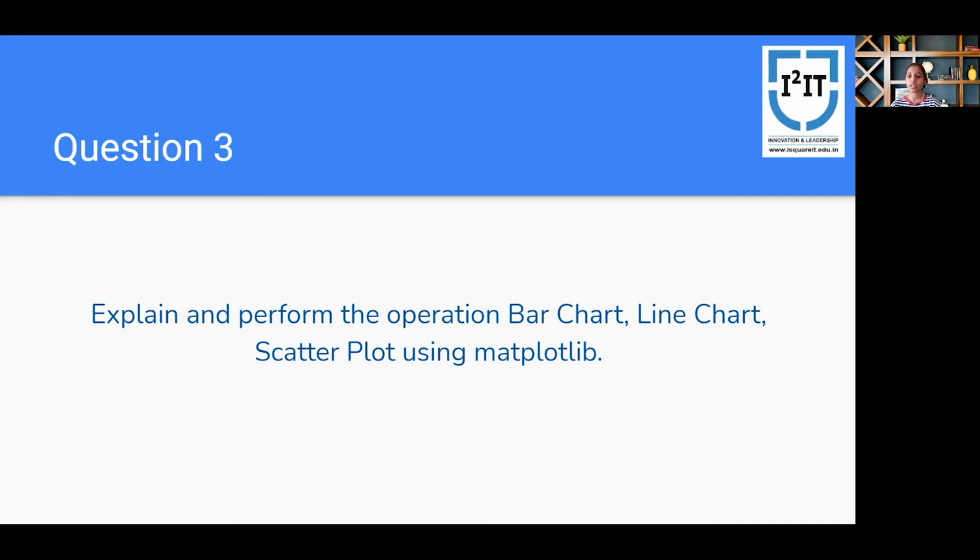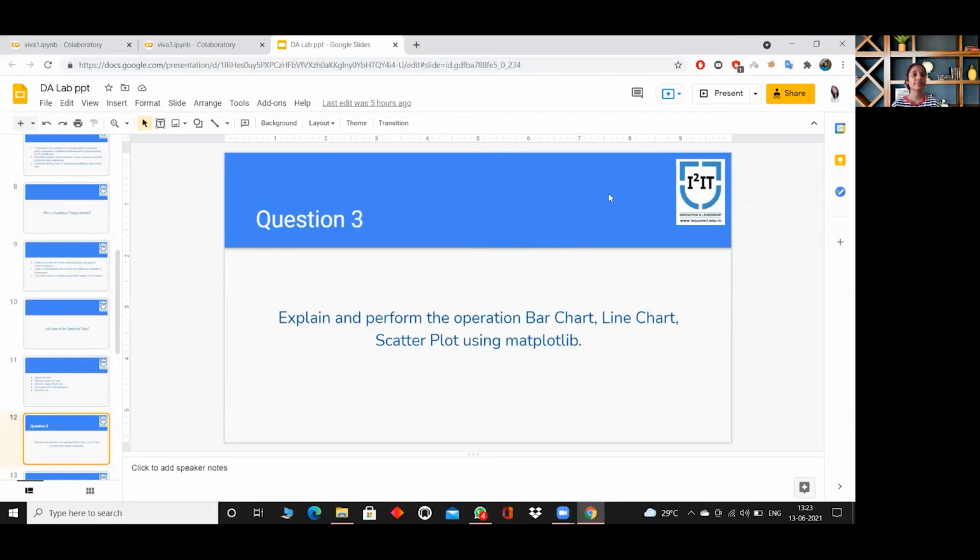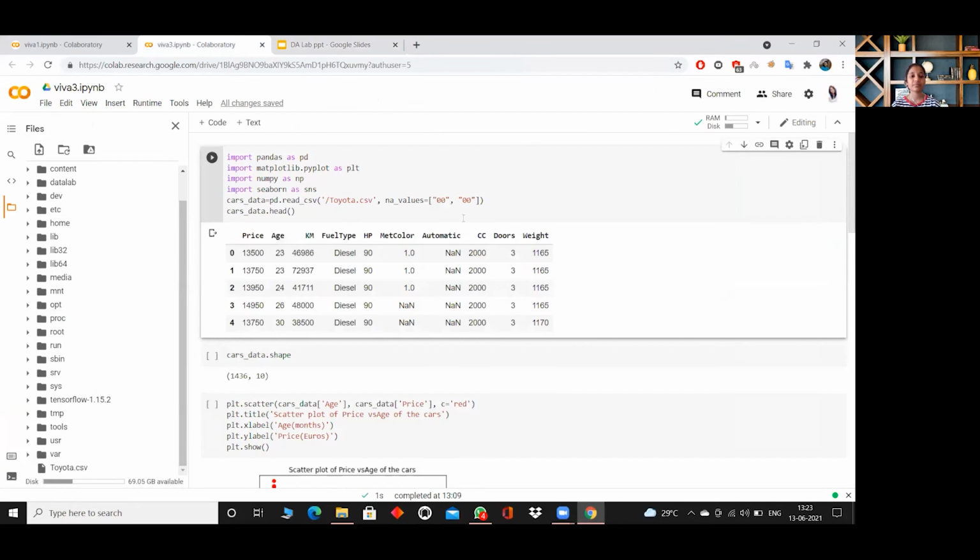Now we come to the third question. Explain and perform the operations bar chart, line chart, and scatter plot using matplotlib. Here we import pandas as PD, import matplotlib.pyplot as PLT, import numpy as NP, and import seaborn as SNS. NumPy is again numerical Python, pandas is PD for higher visualization, and matplotlib is used for 2D diagrams.